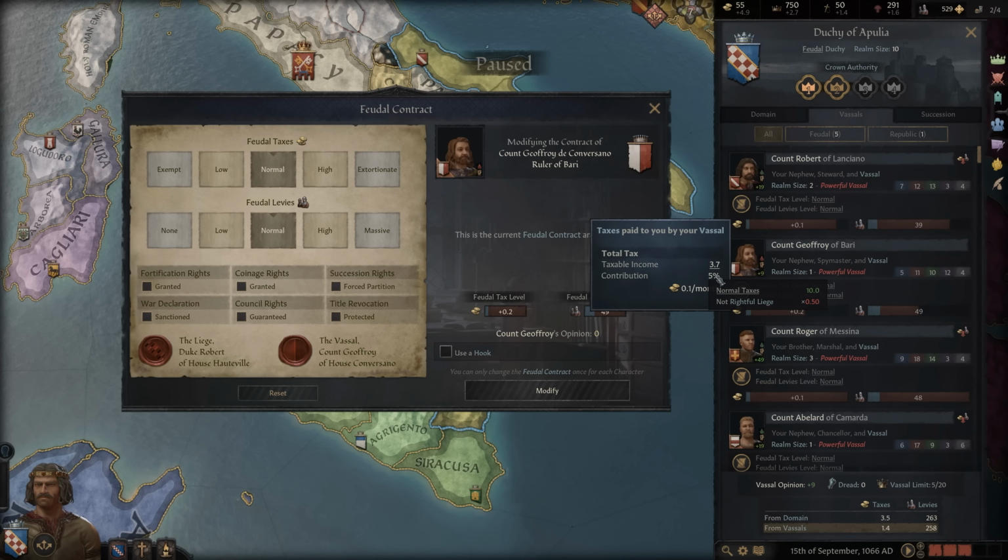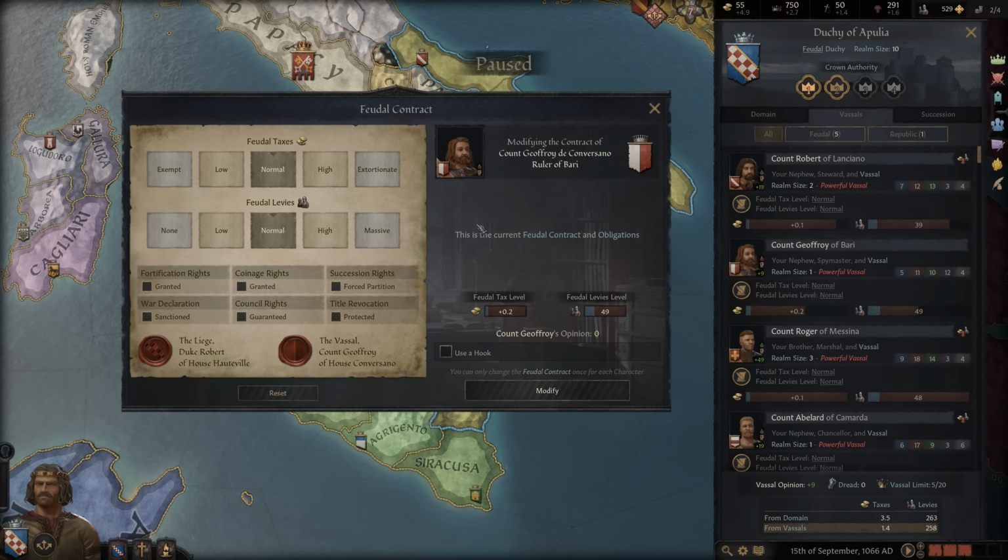So at this level, since I am a duke and count is right below duke, there's a 50% penalty on the amount of contribution of taxes and levies. If I was a king and this was still a count, it would be 25% instead. And if I were an emperor, and this were a duke, I would actually be exempt from this penalty. So the level of separation dictates how much of a penalty you receive from the not rightful liege scenario. So that's worth keeping in mind.